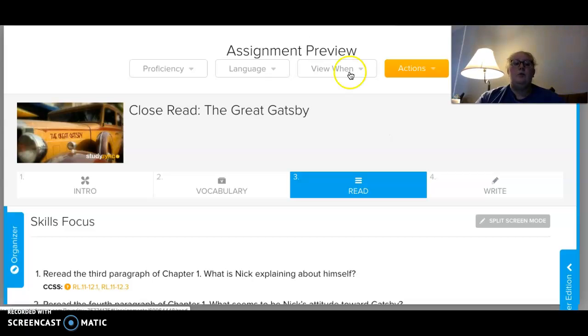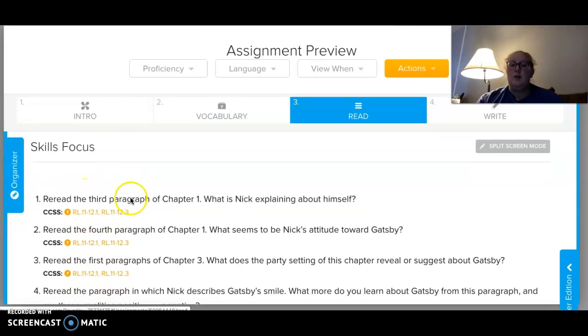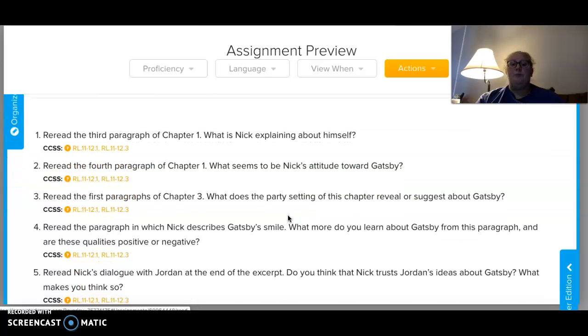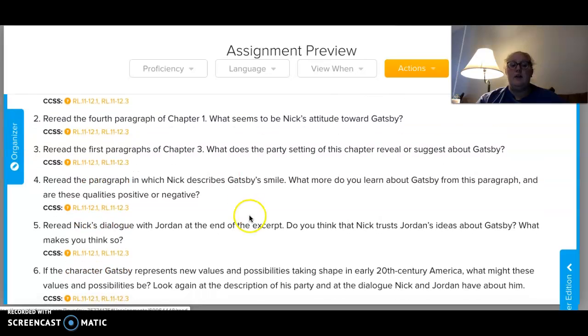So there are a couple of characters that we're going to put together a characterization for through these skill-focused questions that you can see when you open your close read, and then through the writing assignment that goes along with this. All of these skill-focused questions, or 6 of them, are going to lead you to some type of characterization or realization about a character.